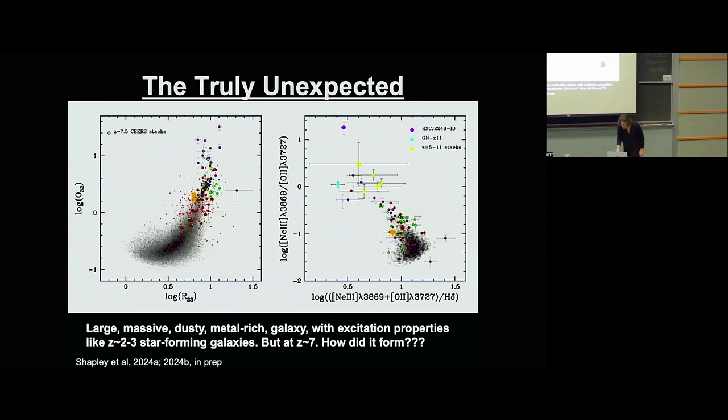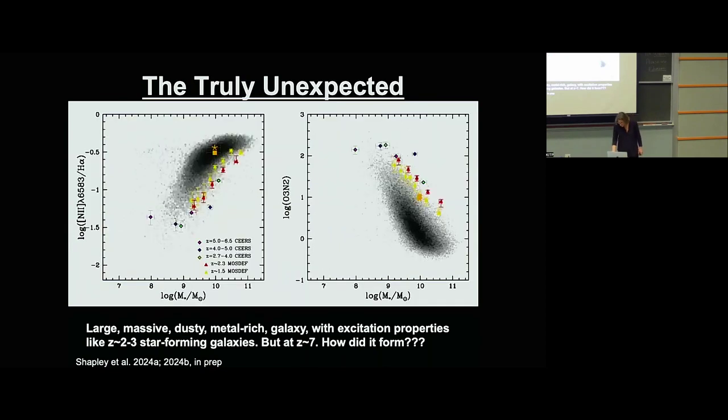These are a couple of excitation diagrams again. You can see this thing sits where the redshift 2 and 3 galaxies are, but it's at redshift 7. And it looks like it's already pretty enriched, okay? So it looks like it's basically at least half solar metallicity at redshift 7. So how did this thing get made? That's a really big, interesting puzzle. It's large, it's massive, it's metal rich, and it's dusty, and it's at redshift 7.